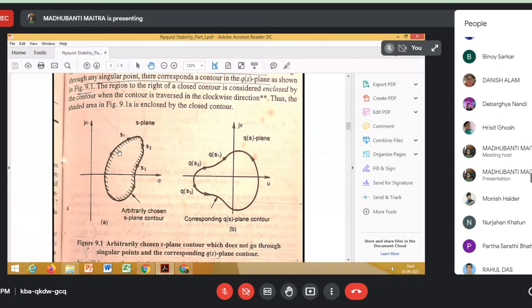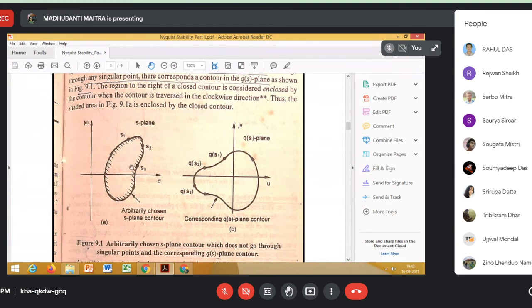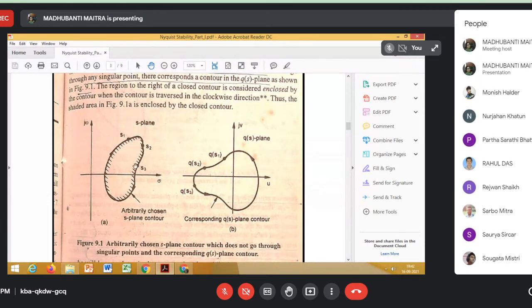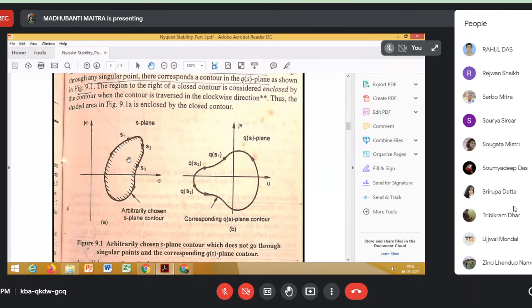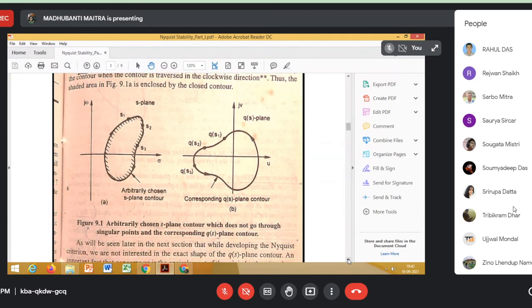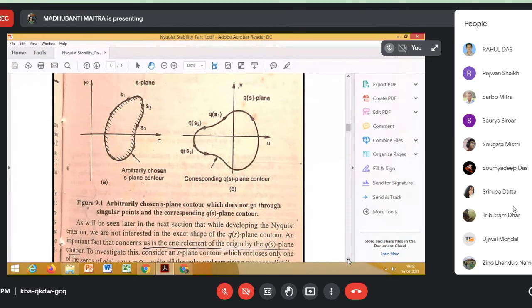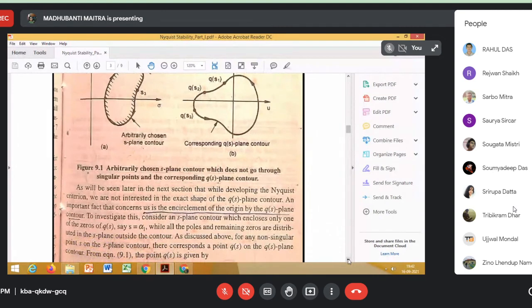Got it? Yes. And if we move along this direction, then this is the region lying to the right of the contour. Hence, the region lying to the right of the contour while traversing it in the clockwise direction is said to be enclosed by this closed contour. So this is the region being enclosed by this closed contour. Now is it clear? Yes, ma'am. Clear, ma'am.